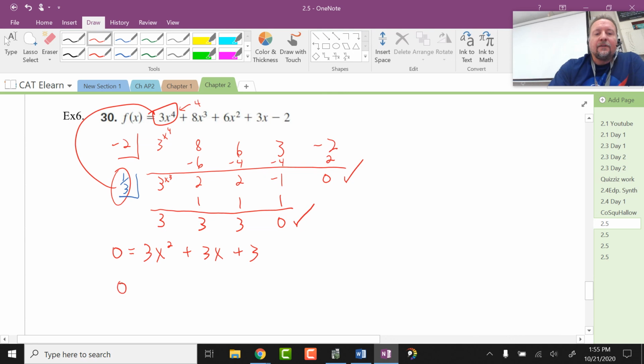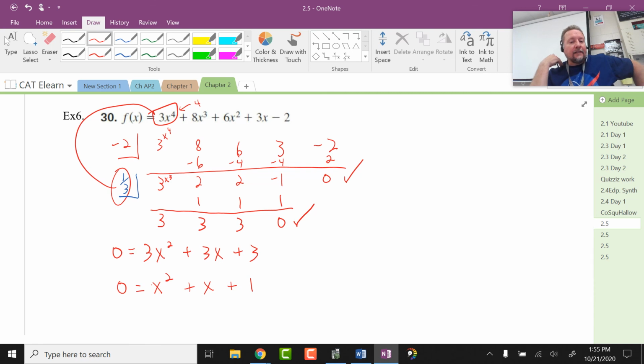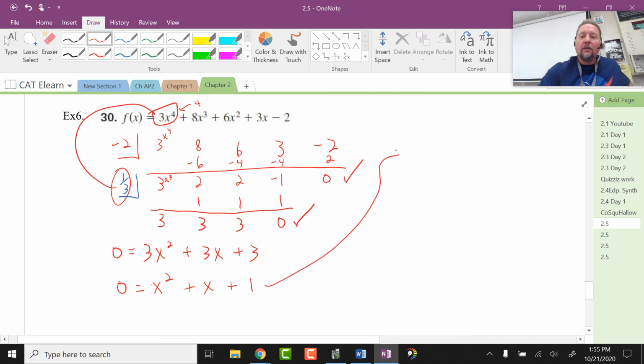well, first things first, I'm going to divide both sides by 3. Perfectly legal. And I'm going to distribute that division, and we should know that 0 divided by 3 is still 0. So that makes this easier. Nothing multiplies to 1 and then adds to 1. So here it comes again.